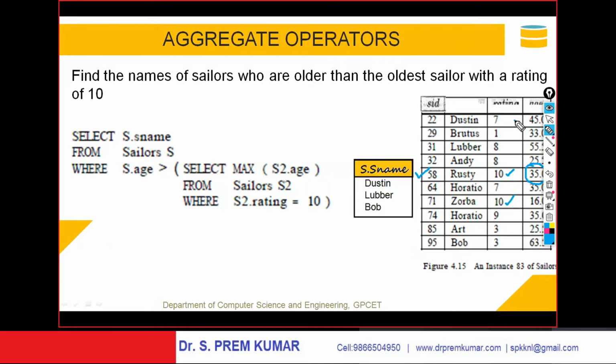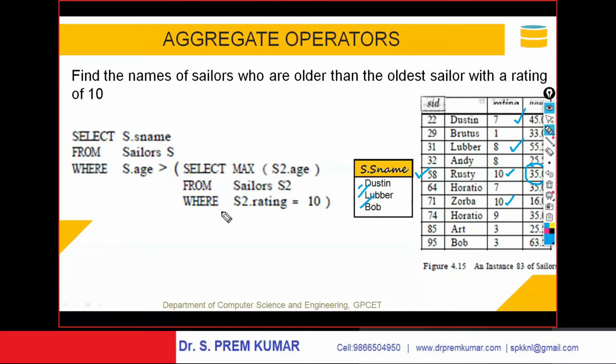Dustin is 45, greater than 35. Then Lubber, whose age is 55. And here you have Bob, whose age is 63, greater than 35. So I should get Dustin, Lubber and Bob.